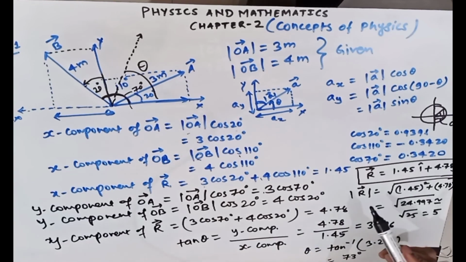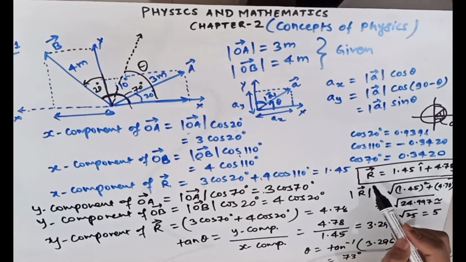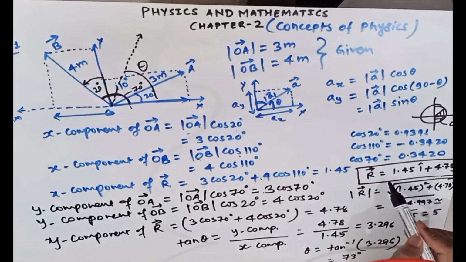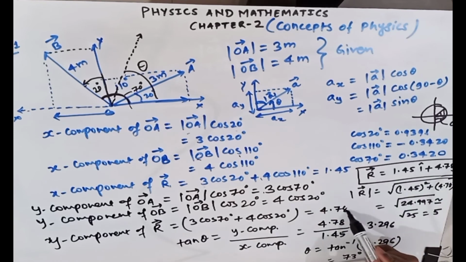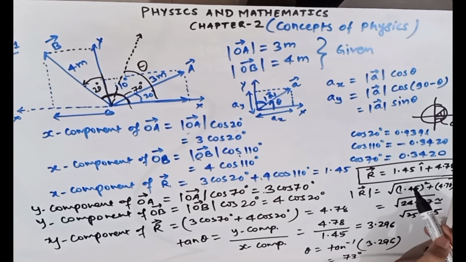Now we know the x component and y component, so we can easily represent that resultant vector as the sum of the x component and y component. i is the unit vector in the direction of x and j is the unit vector in the direction of y, and I have just put the values here. So this is my resultant vector. Now to find its magnitude, I need to take the square of the x component, the square of the y component, sum them up and take the square root. This value is coming as 5.